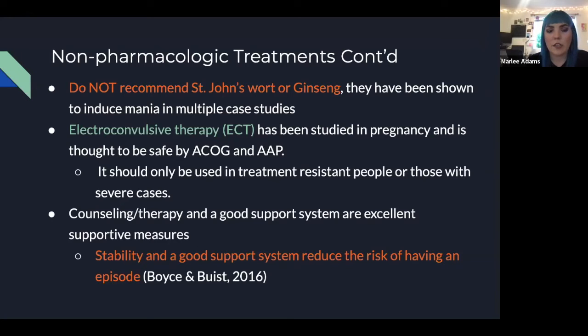And then finally, counseling and therapy are really great and important measures for people with bipolar disorder, as well as a good support system. Research has actually shown that being stable and having a good support system reduces someone's risk of having an episode. So that could be economic stability, housing stability, and having partners, friends, family who this person can lean on. So if our clients don't have those tools or resources, we can help them find them and hook them up with people in the community and organizations in the community who can get them what they need so they can be as stable as they can to minimize the risk of an episode.